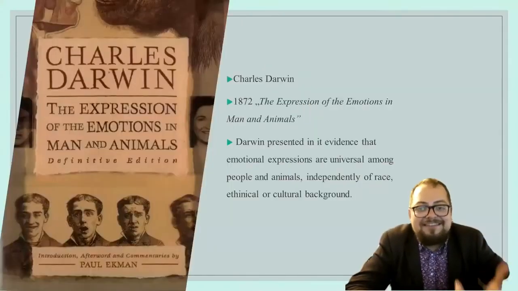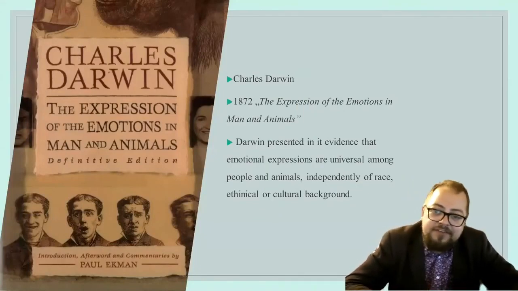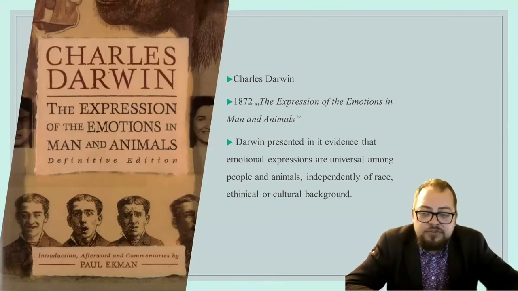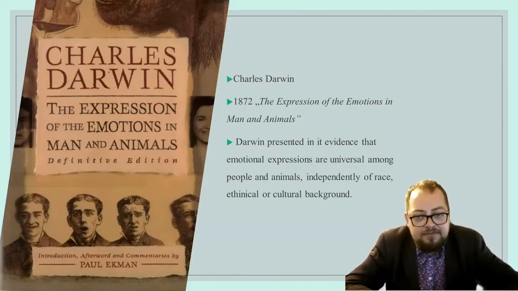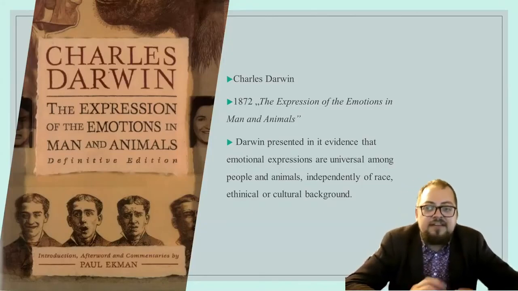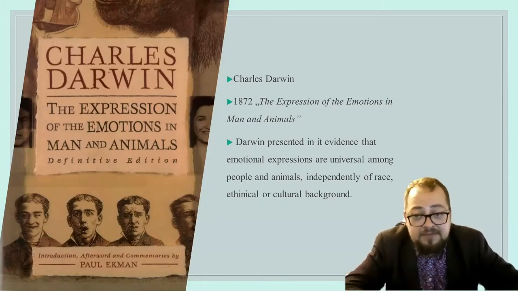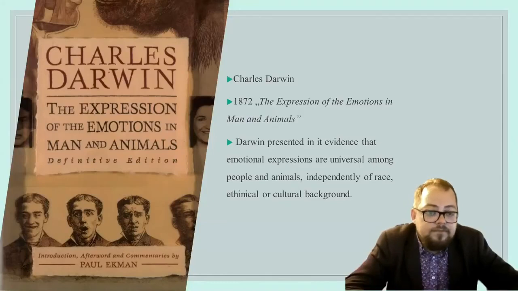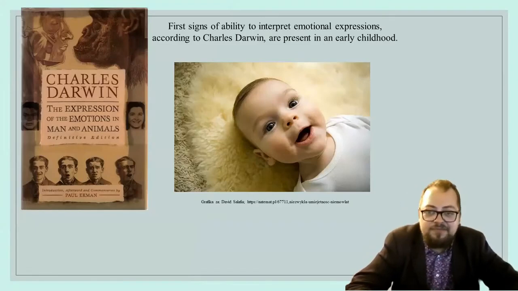First scientific systematic research on facial expressions was conducted in 1872 by Charles Darwin, who published his observations in a book entitled The Expression of Emotions in Man and Animals. He postulated that emotional expressions are common not only among humans, but also among animals. Furthermore, he declared that the ability to interpret emotional expressions is an inborn skill that develops very early in life and is present in children. Here we have beautiful children with the facial expression.